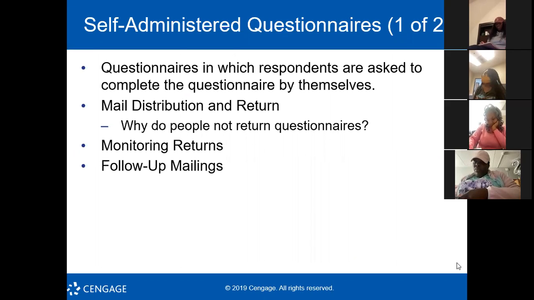The questionnaires themselves can be distributed in a couple of ways. You can have self-administered questionnaires. Again, your student evaluation surveys will be this way, where you fill it out yourself. The census is another example. We give you this survey, and you fill it out at your leisure.